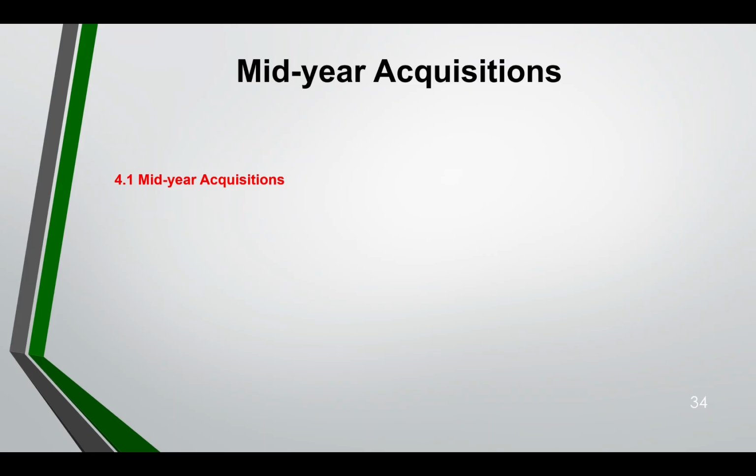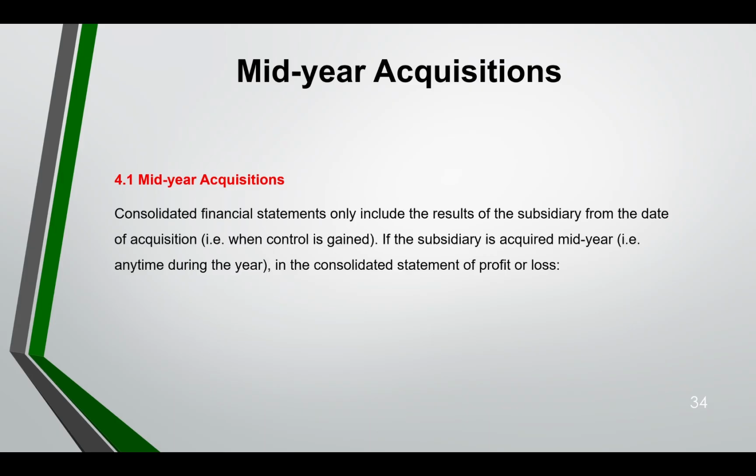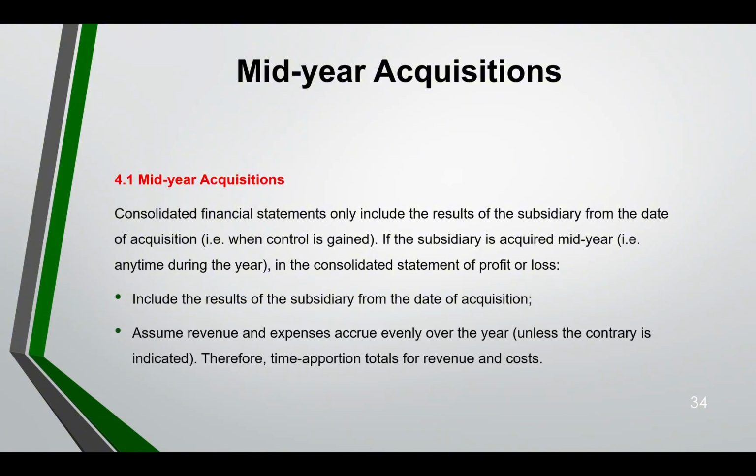Now moving on to mid-year acquisition. Consolidated financial statements only include results of the subsidiary from the date of acquisition. If the subsidiary is acquired mid-year, you have to apportion your results in the statement of profit and loss. But in your statement of financial position, no need to prorate. You will take the entire figure. Only in profit and loss. So you will include the results from the date of acquisition.